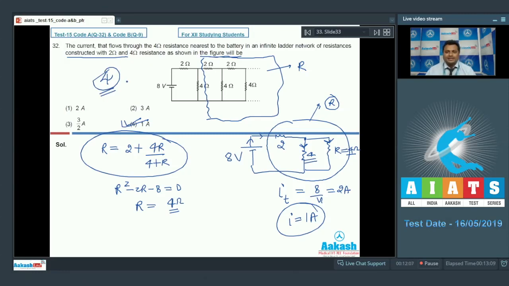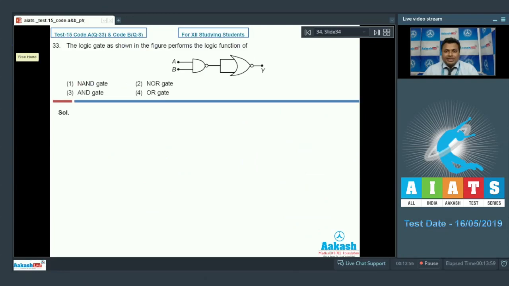Now move on to the next, number 33. So here is question number 33, everyone. The logic gate as shown in the figure performs the logic function of NAND, NOR and OR. Okay, AB, here you will get A dot B complement as output because this is a NAND gate. Now inputs are same, this is OR and here is NOT. So combined this is a NOR gate, the latter part.